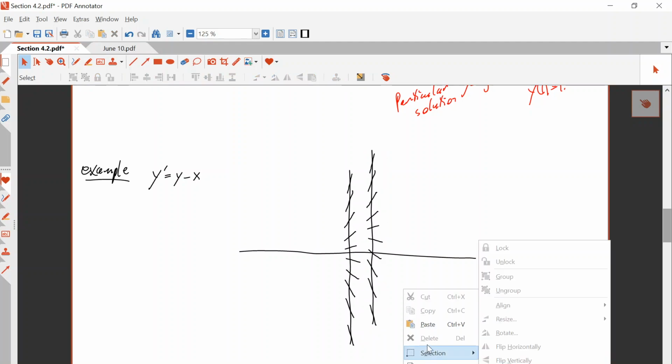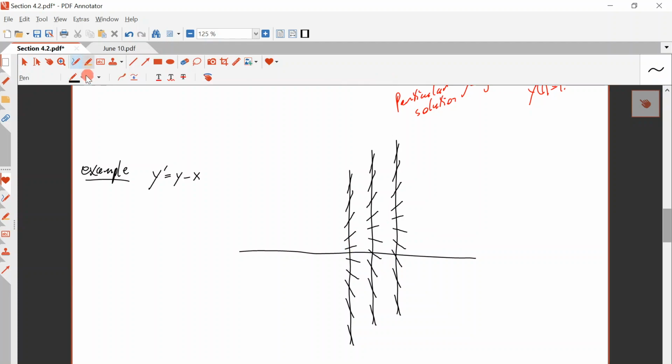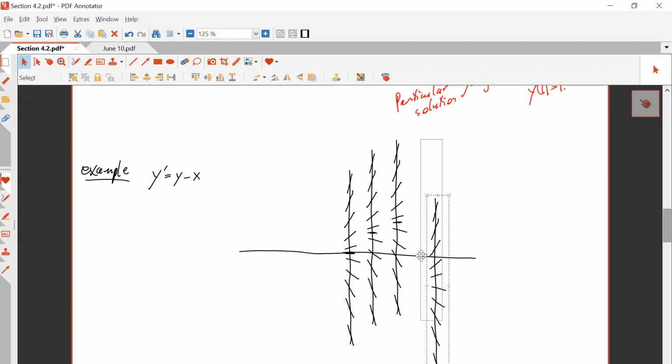And then shifting up 2 units. Right, so you have a slope of 0 at 2, which is right here. Slope of 0 at 1, slope of 0 at 2, and so on and so forth, moving up the line like that.